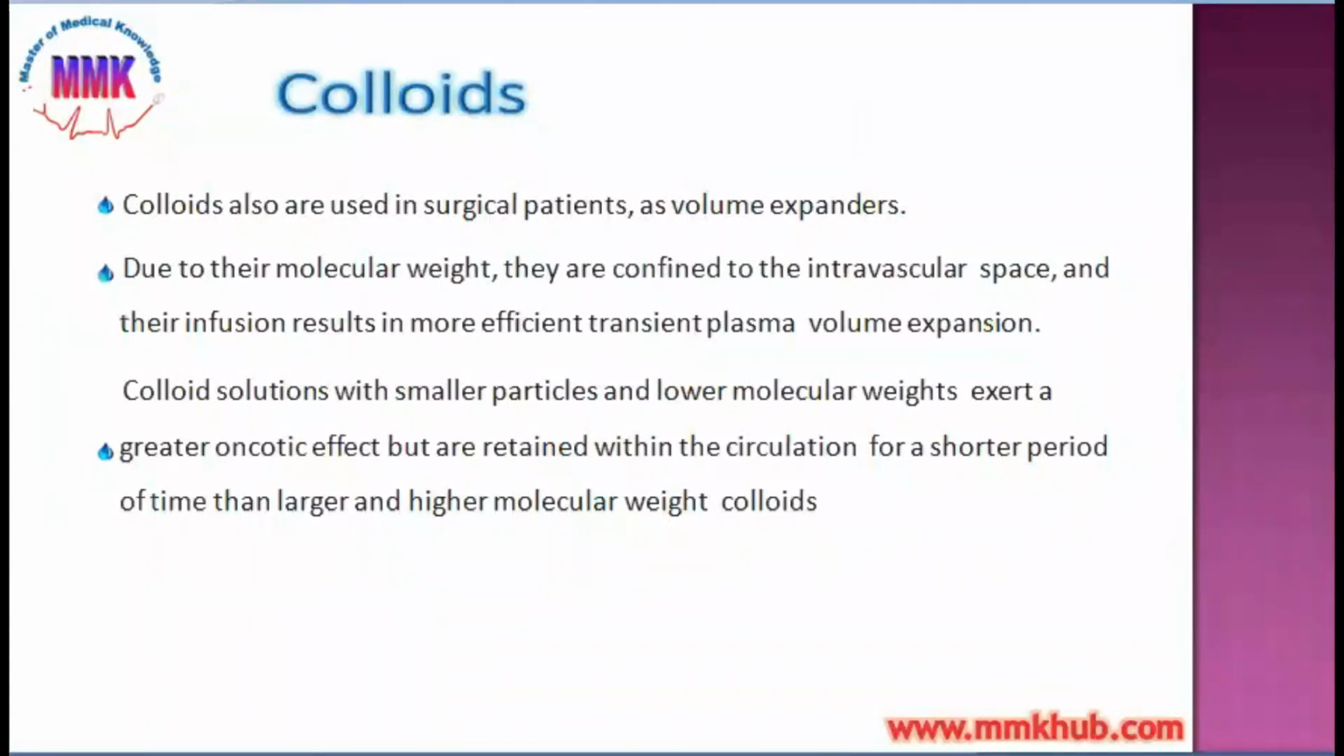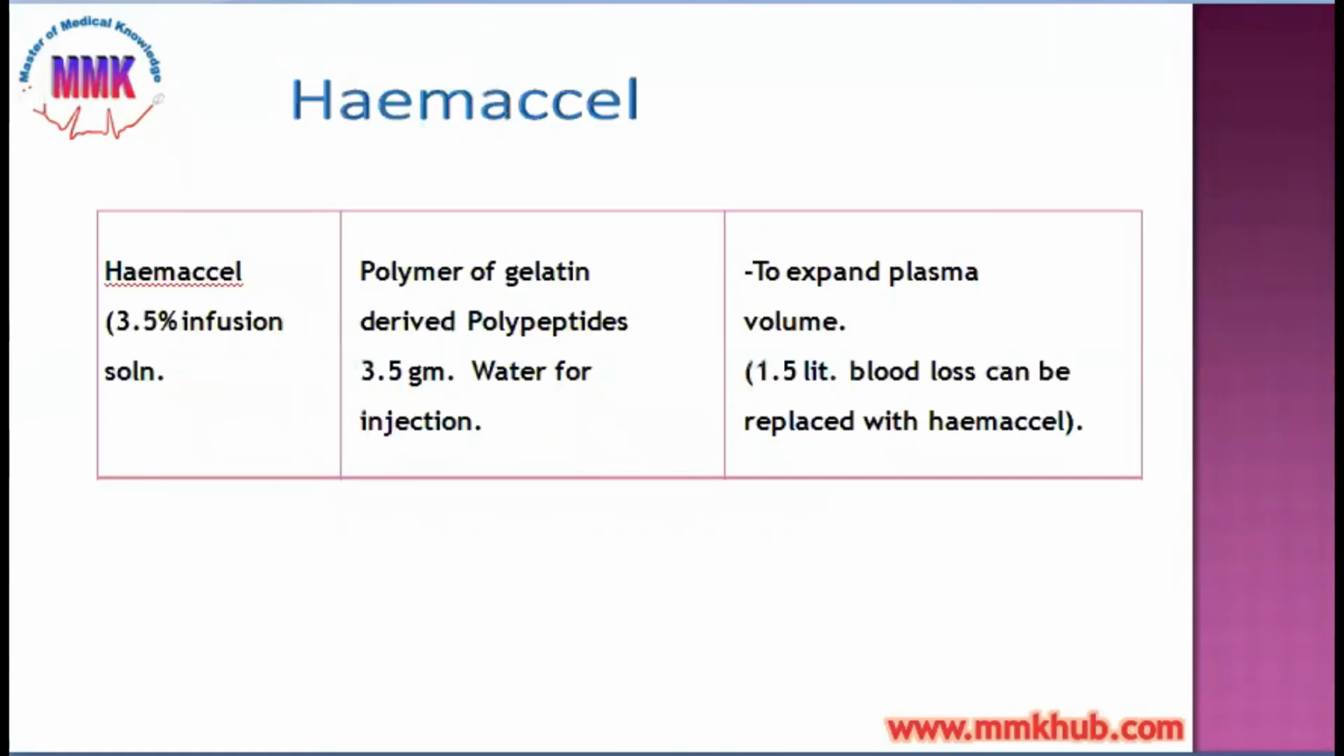Then the colloid. Colloids are used in the surgical patients as a volume expander. As we have discussed in the previous slide, due to their larger molecular weight, they are confined to the intravascular space and their infusion results in more efficient transient plasma volume expansion. Colloid solutions with smaller particles and lower molecular weight exert a greater oncotic effect, but are retained within the circulation for a shorter period of time than the larger and higher molecular weight colloids. Most common colloids used are the Haemaccel, which is used to expand the plasma volume.